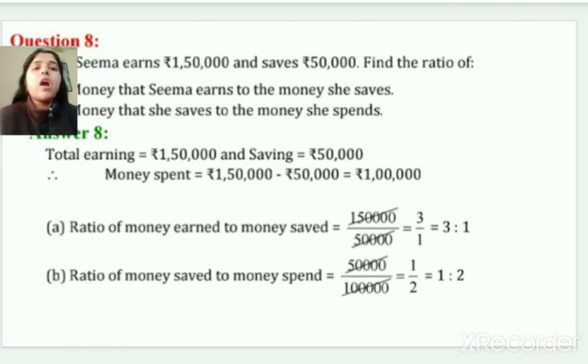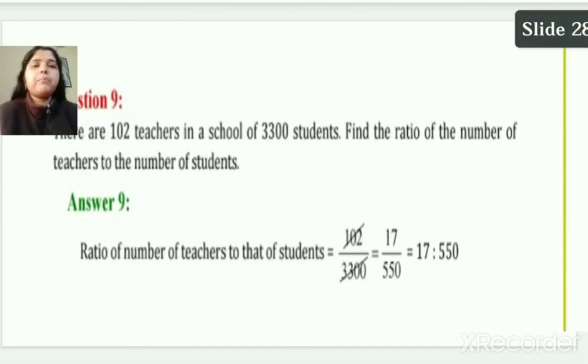Second part we have, what is the ratio of the money she saves to the money she spends? She saved 50,000 and she spent 1 lakh. So 5 1s are 5, 5 2s are 10. The zeros will be cancelled out, so we have the fraction 1/2 and the ratio 1:2. This is a very easy question, you just need to calculate, simple.